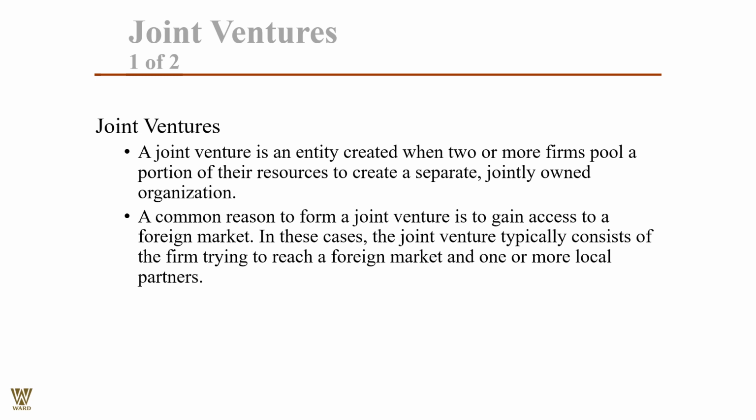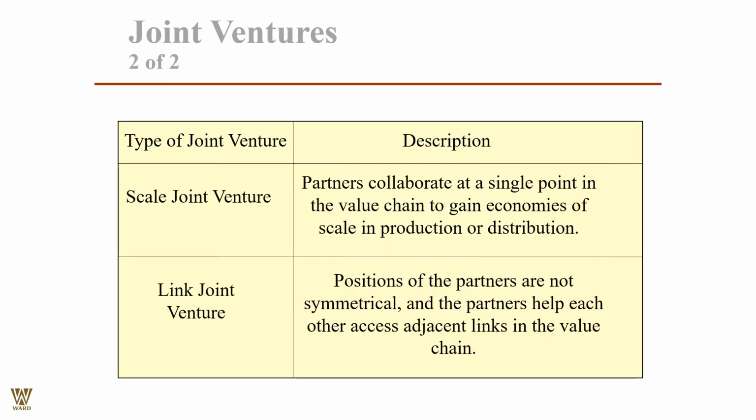A common reason to form a joint venture is to gain access to a foreign market. In these cases, the joint ventures typically consist of a firm trying to go overseas, trying to expand beyond its country's border. So there are types of joint venture: one is the scale joint venture, and the other one is the link joint venture.